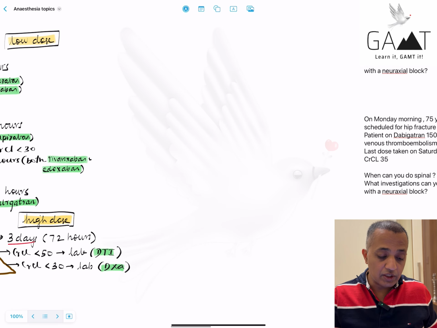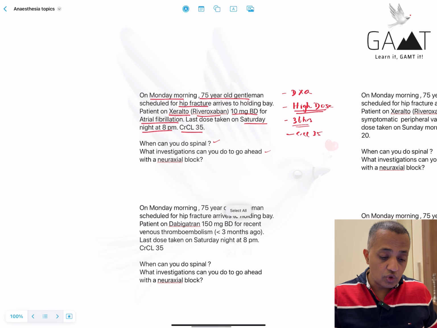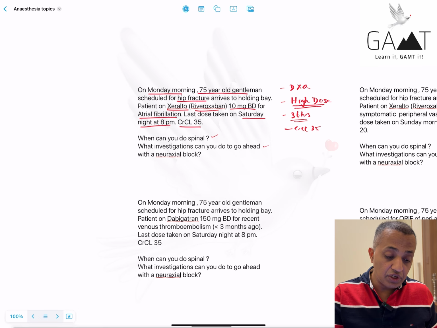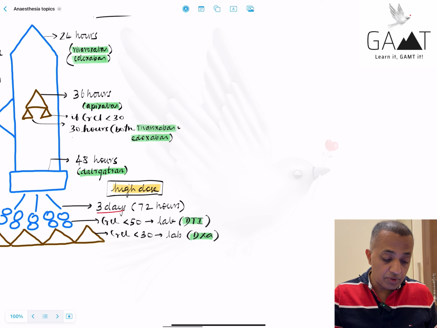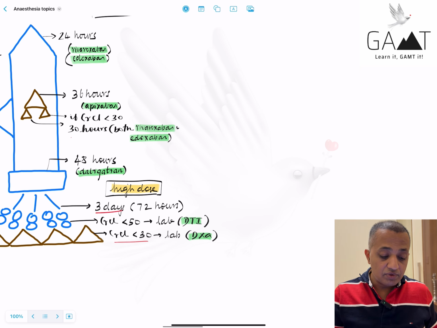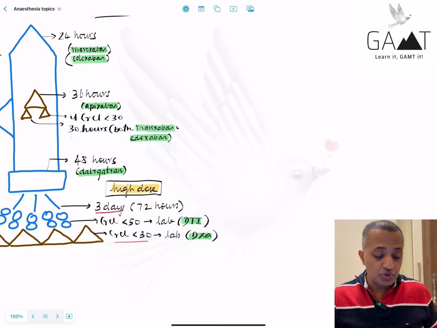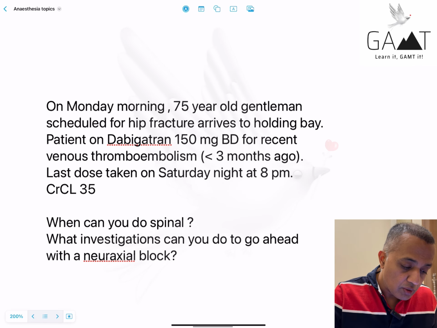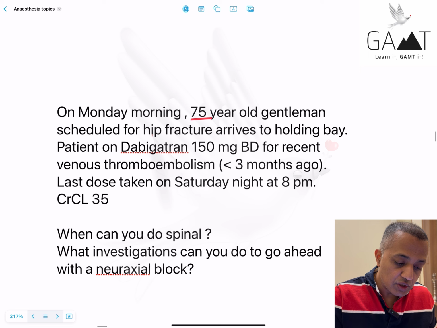You can't really do a neuroaxial block. And also you should look at the creatinine clearance. The creatinine clearance is 35, and the patient is on factor Xa inhibitors. So if the creatinine clearance is more than 35 and the patient is on factor Xa inhibitors, there's no need for additional lab tests.